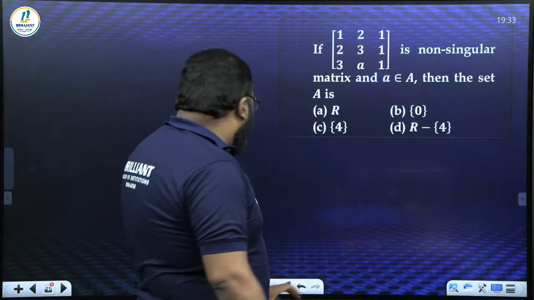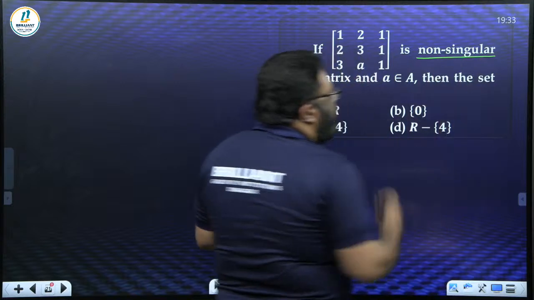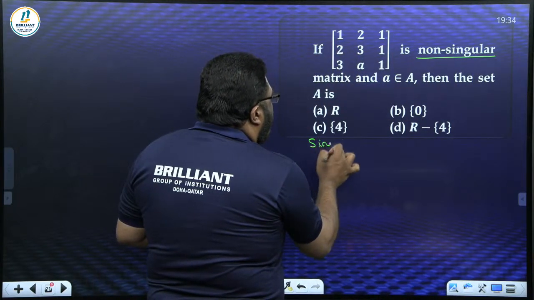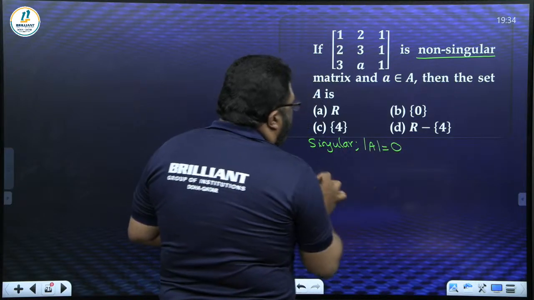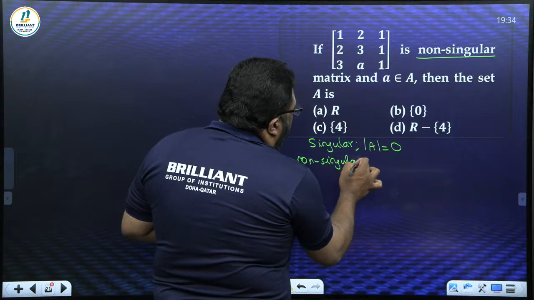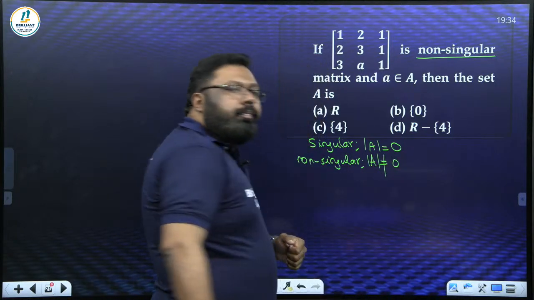Next, A is a non-singular matrix. Just now I said about a singular matrix. What is a non-singular matrix? Singular means the determinant is equal to 0. Then definitely what is meant by non-singular? All of you, non-singular means the determinant of A should not be 0.